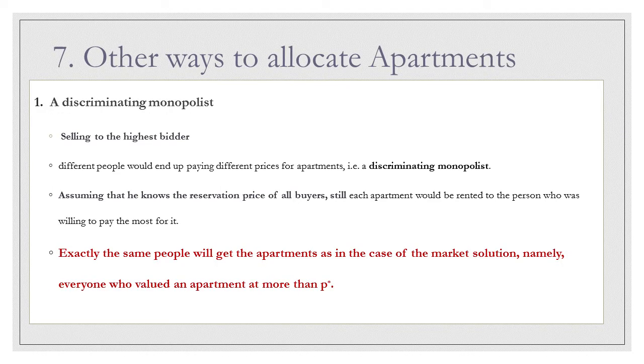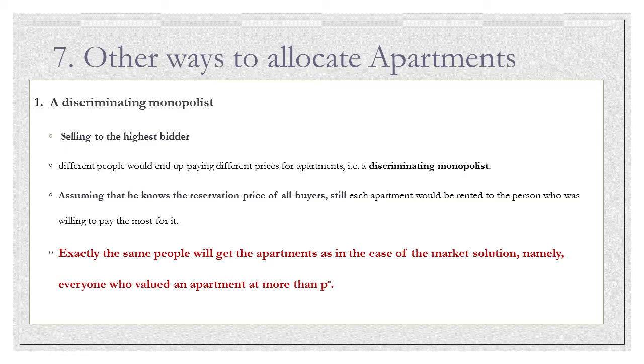Now, in a competitive market, we have observed how the allocation takes place, or at what price the equilibrium is reached. What other ways can we think of allocating the apartments? Let's try to understand with a few cases. First of all, let's consider the case of a discriminating monopolist. Who is a discriminating monopolist? The key feature of a discriminating monopolist is that he is selling to the consumer who has the highest reservation price or is raising the highest bid in the market.